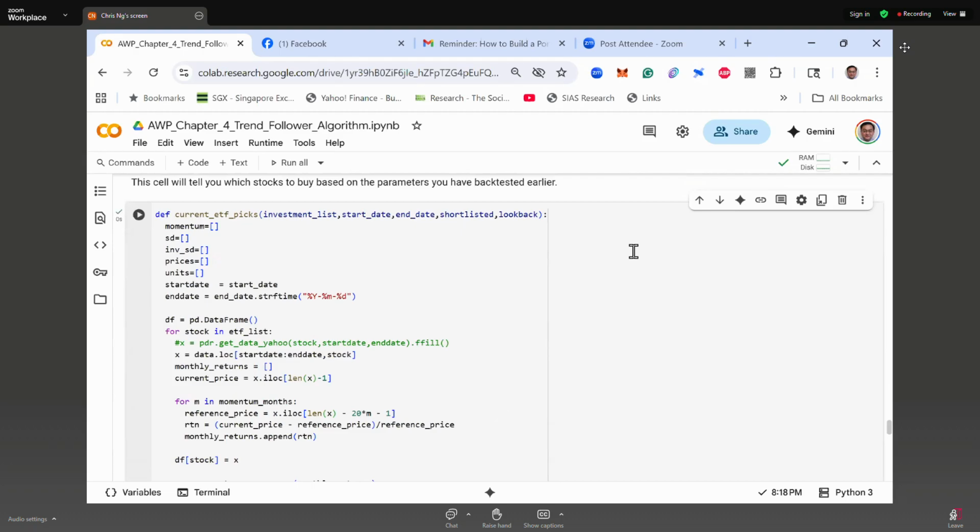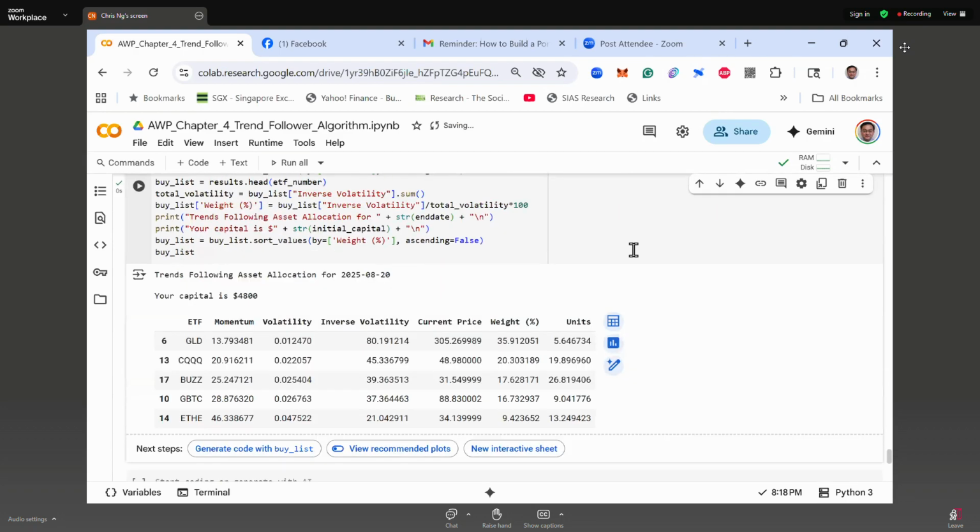Then scroll down even further, which is the most important part. It will tell you that if I'm putting my money into the stock markets right now, how do I allocate my funds? And this itself is a very useful lesson on what's trending in the markets right now. I've run this on the 20th of August, and gold is a very good place. It recommended about 35% into gold. China stocks are doing well, there's a rebound, 20% into China stocks.